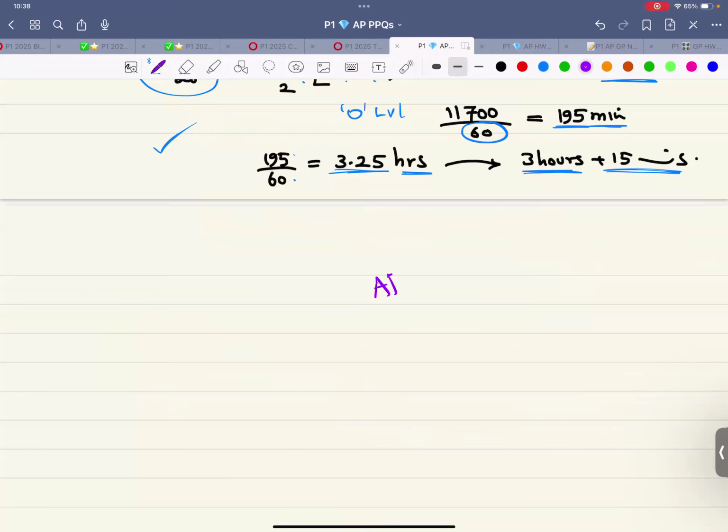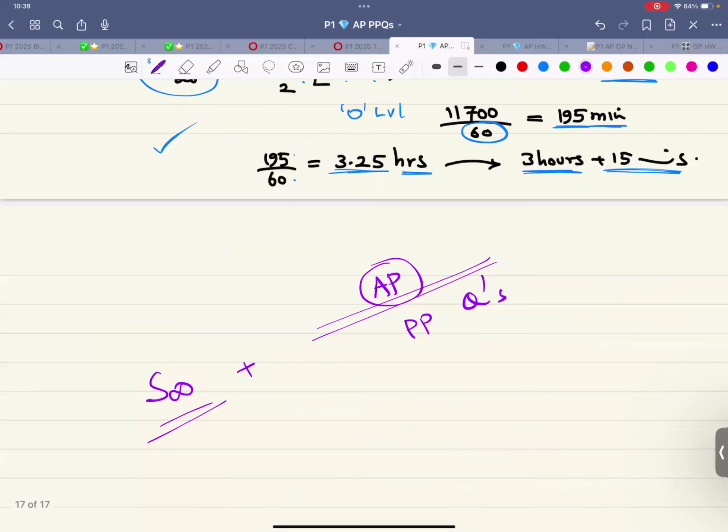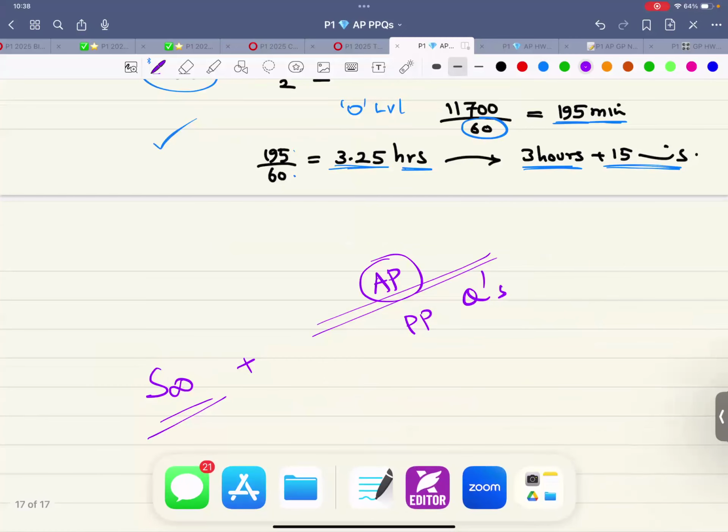So we have practiced a lot of questions of AP, past paper questions. And we also practiced earlier the concept of sum to infinity. So in tomorrow's class, we'll be focusing on GP questions.